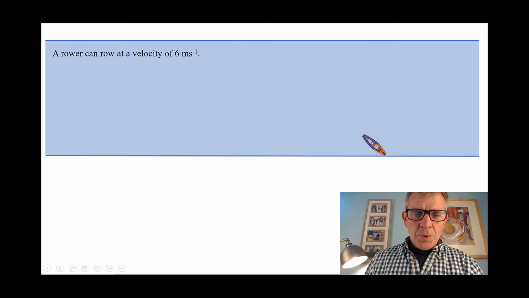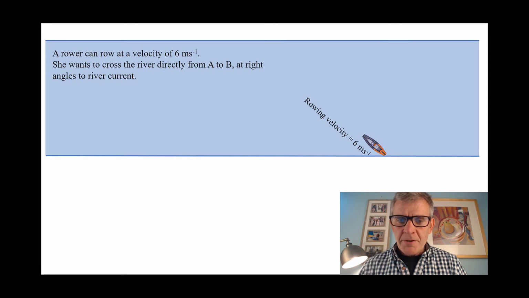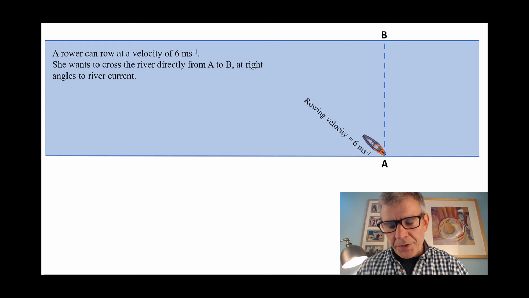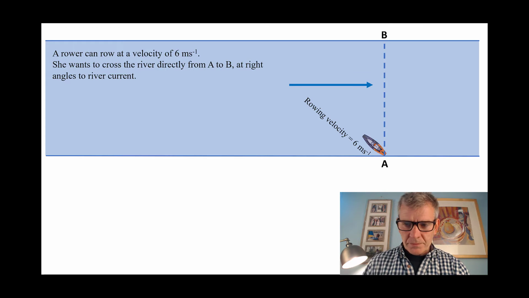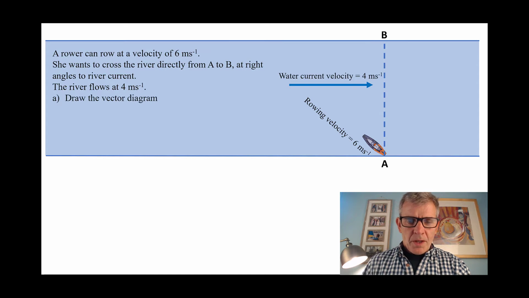In this question, we have a rower that can row at a velocity of 6 meters per second. She wants to cross the river directly from A to B at right angles to the river current. The interesting thing about this question is that the question is giving you the resultant vector at the start. We'll come back to that in a minute. The river flows at 4 meters per second in that direction.